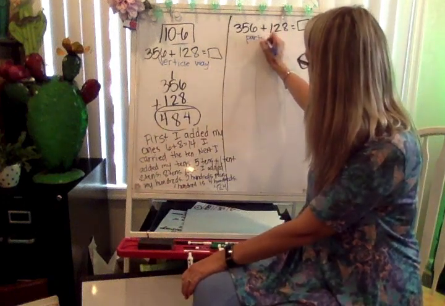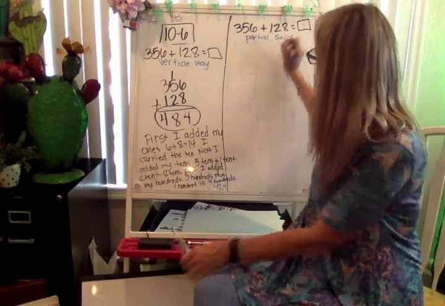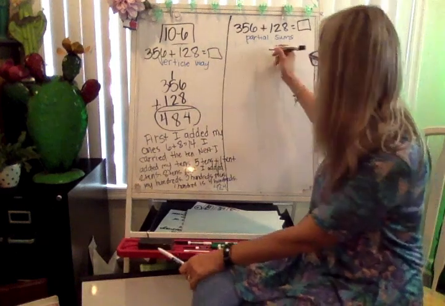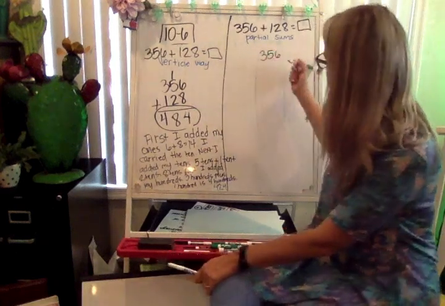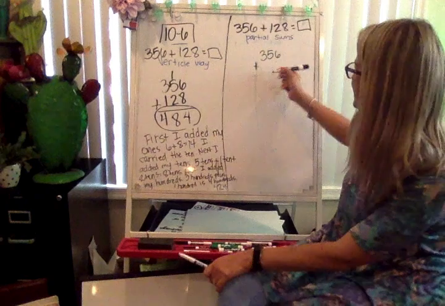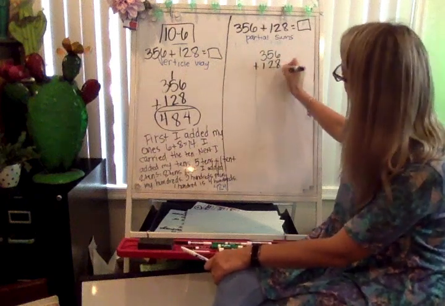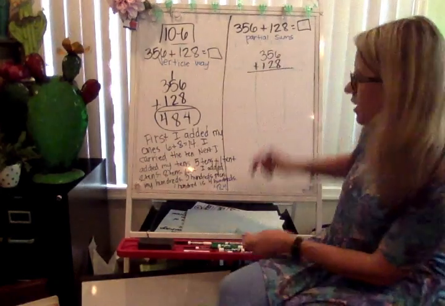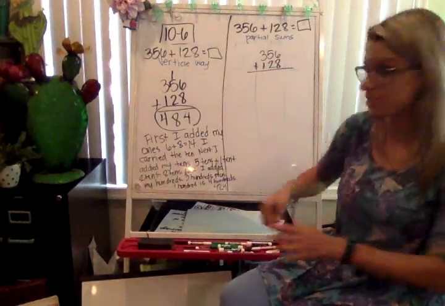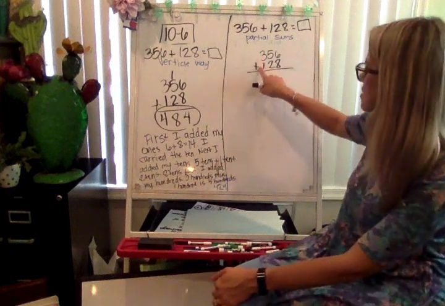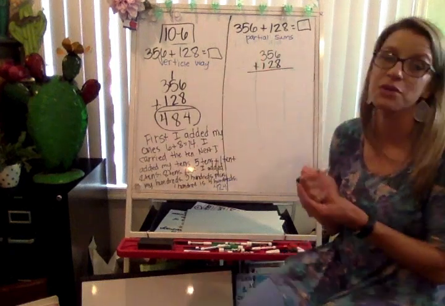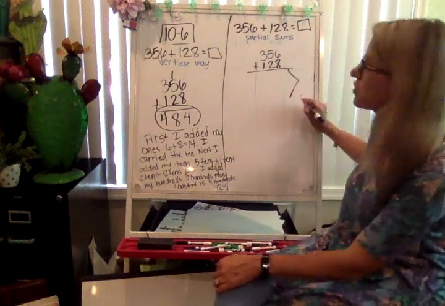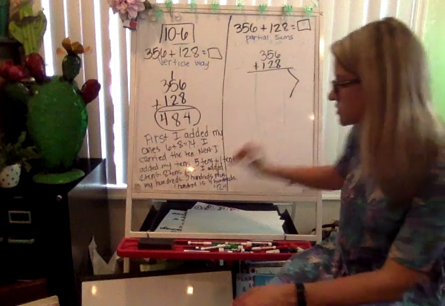So partial sums. When you're doing partial sums, you're going to line your equation up just like you do in vertical way. So 356, and I'm not going to take up as much space as I did last time. I learned my lesson. Plus 128. But instead of starting with my ones, I'm paying attention to the values of these digits that are the first one in line. I'm starting with my greatest value, and then I'm going to my least value. And I'm finding these numbers in the middle, which are called the partial sums.